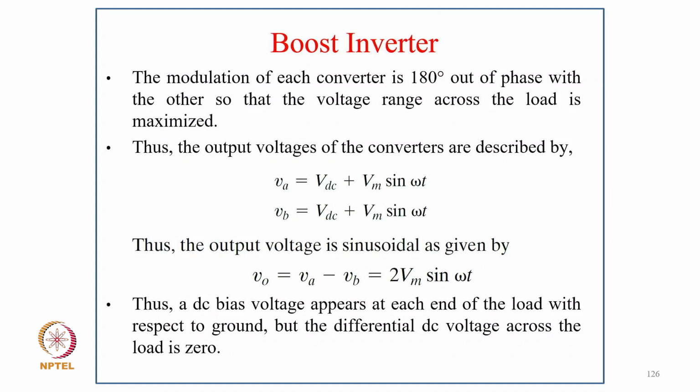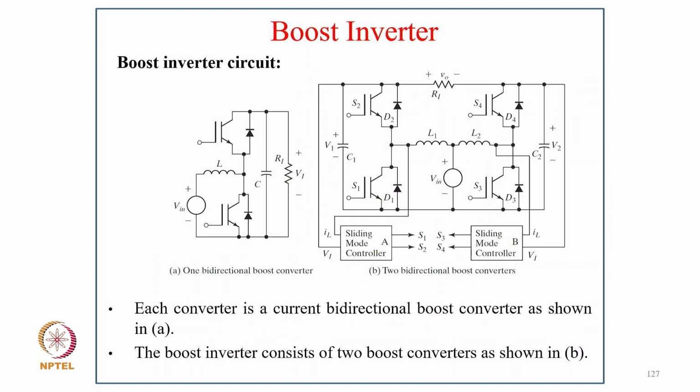Thus the output voltages of the converters are described by Va equal to VDC plus Vm sin omega t, and Vb equal to VDC minus Vm sin omega t. Thus the output voltage is sinusoidal, given as V equal to Va minus Vb, that is 2 Vm sin omega t, and thus a DC bias voltage appears at each end of the load with respect to ground, but the differential DC voltage across the load is 0.